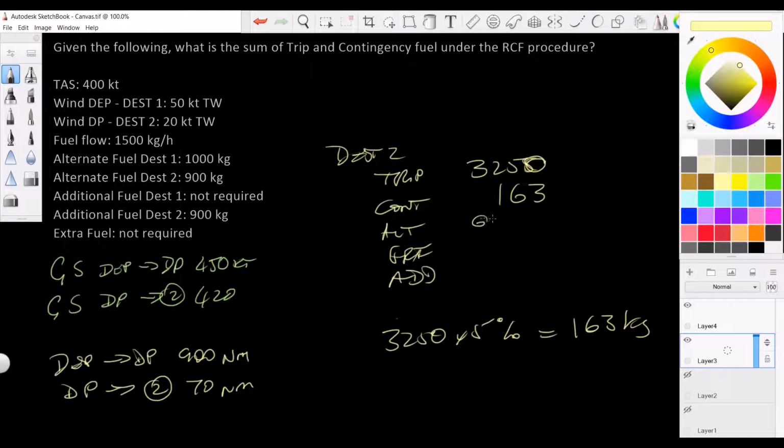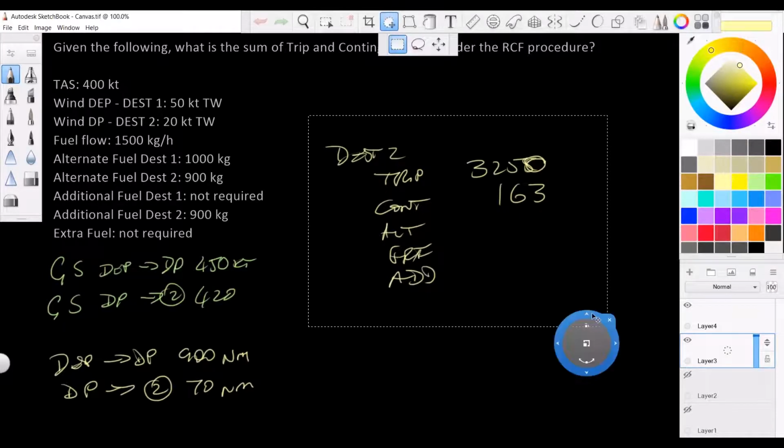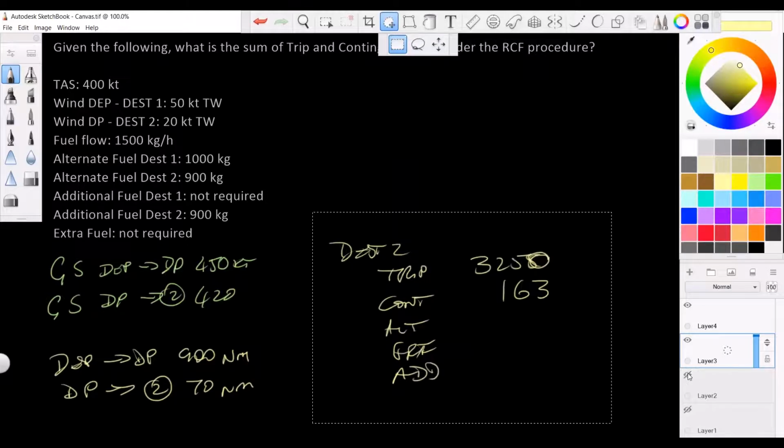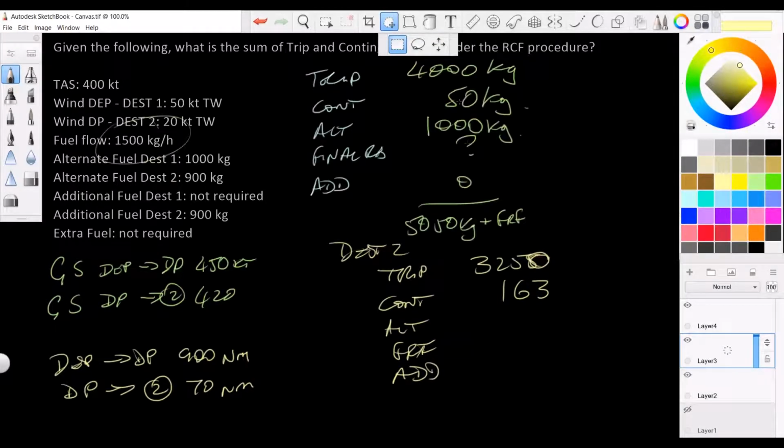actually, no, before I do the alternate fuel, I want to do a quick comparison. So if I just move this slightly aside and bring back my destination 1 calculation. Let's move this a bit further.